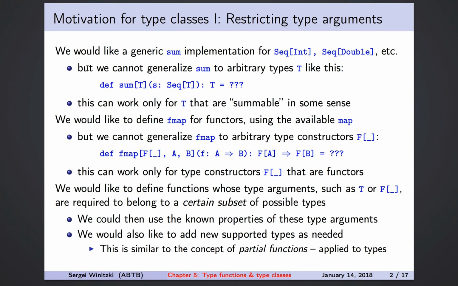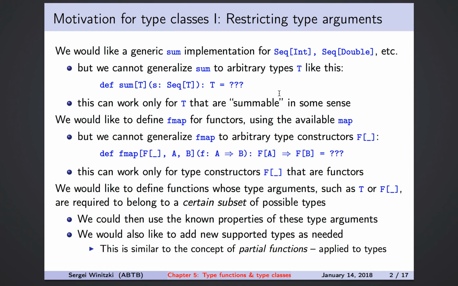If we try to do that, we find that it doesn't quite work. We cannot generalize the sum function like this, with a type parameter t and an argument of type sequence of t, because there's no way for us to sum or to add values of type t where t is an arbitrary unknown type. Obviously, the sum function can only work for types t that in some sense are summable.